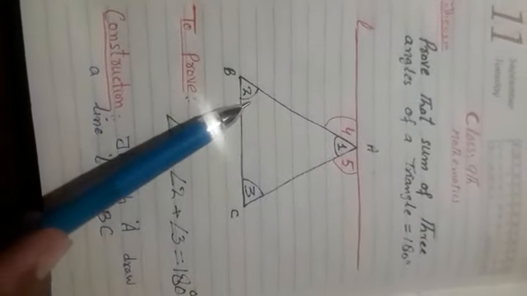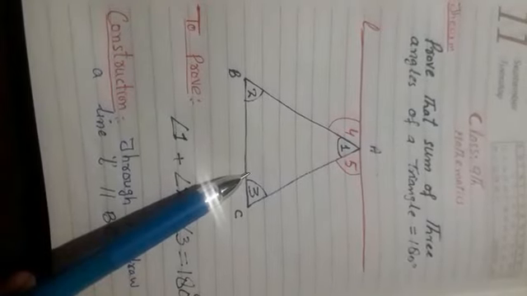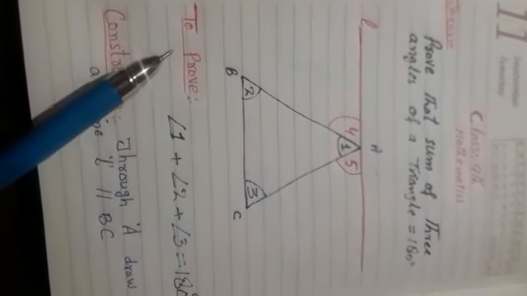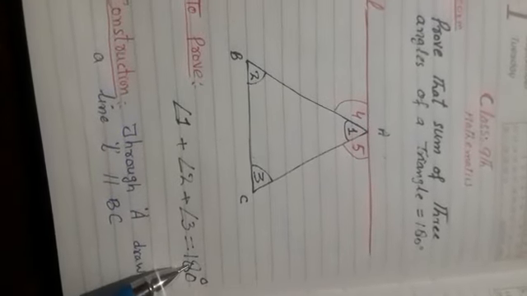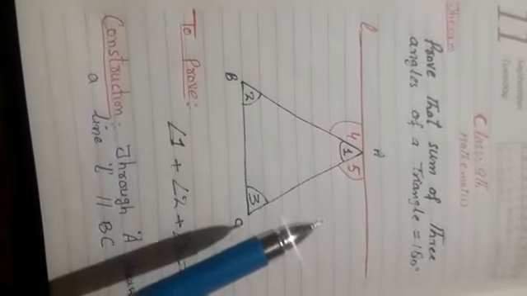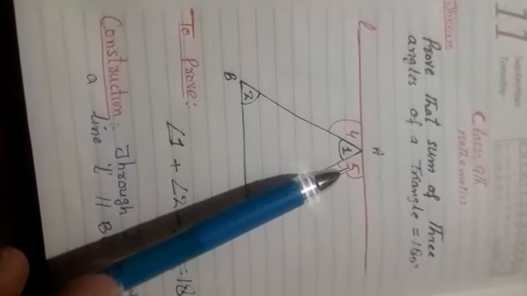Angle 1 plus angle 2 plus angle 3. We have to prove these three angles sum to 180. This is what I write: to prove angle 1 plus angle 2 plus angle 3 is equal to 180. To prove this theorem, we have to make a construction.